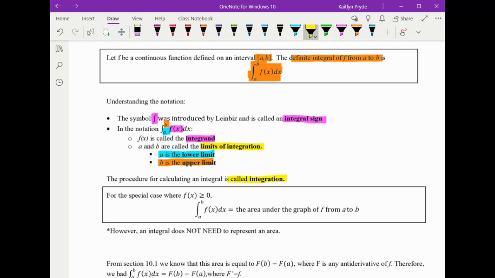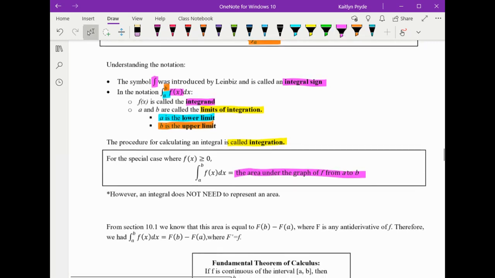Now, in the special case where our function is greater than or equal to 0, we're specifically looking at the area under a curve, or the area of a graph, and it could be between two graphs, or under a curve and the x-axis. But basically, if f of x is greater than or equal to 0, we can also say that this is an area along with just being an integral. Okay? But like I said before, an integral does not need to represent an area.